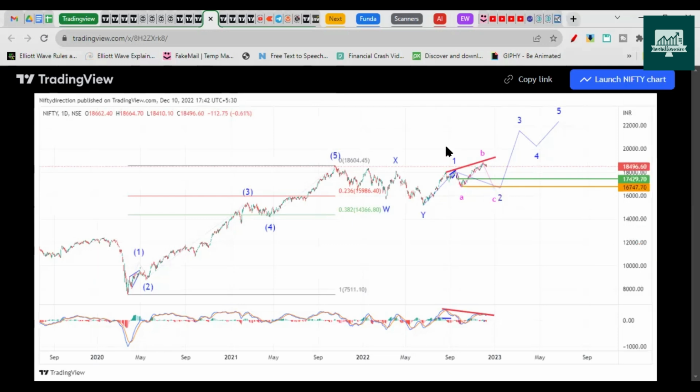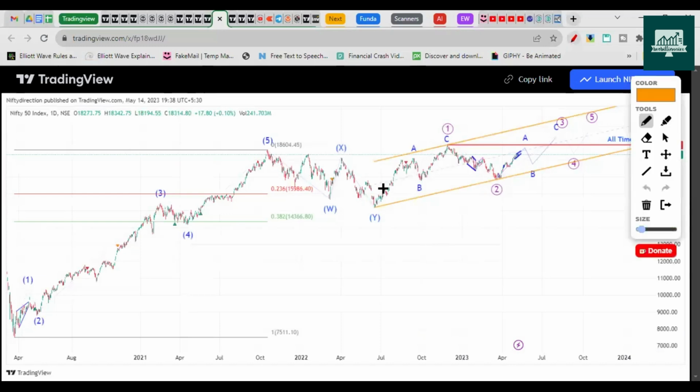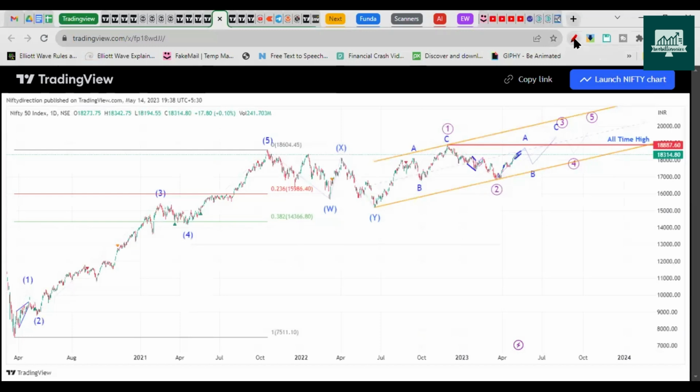So then it gave an idea that this is an ABC structure moving in 3-3 waves. So Nifty is moving in a 3-wave structure, ABC, ABC, ABC, right? Like this, ABC again. And now we have finished this 4th wave here, and we are in a 5th wave. So what happens after the 5th wave, we'll discuss later.